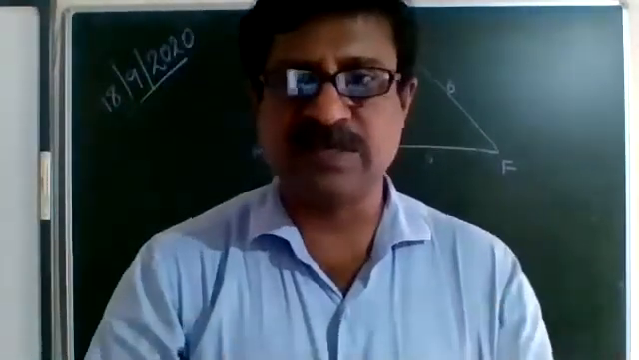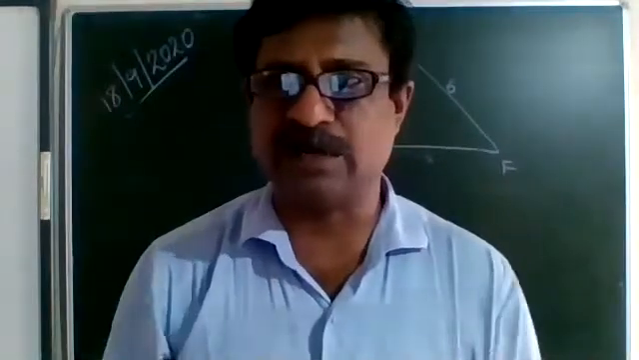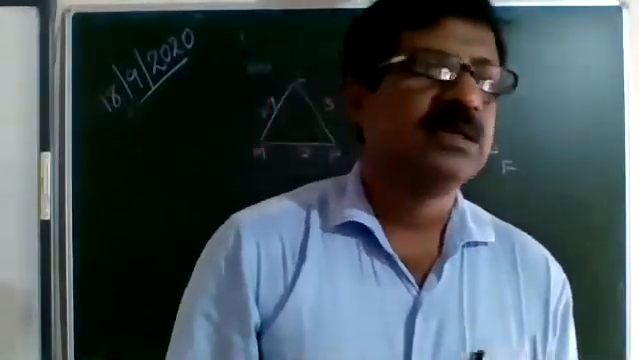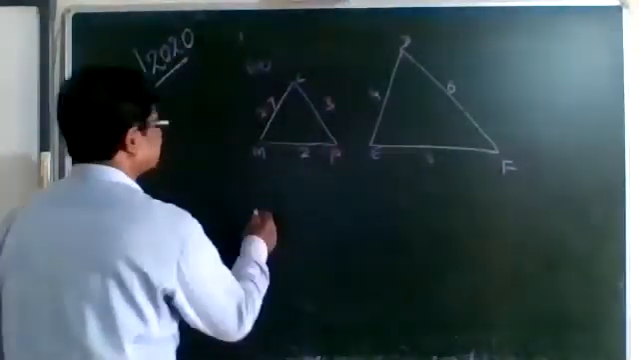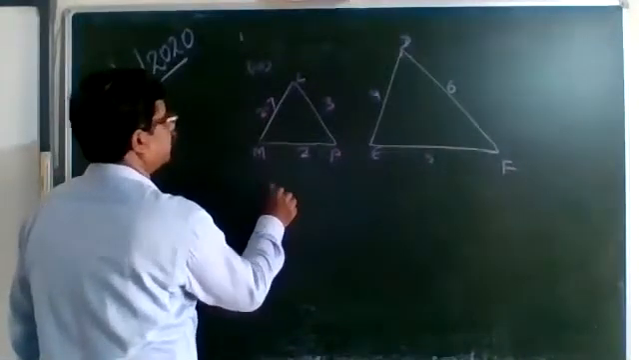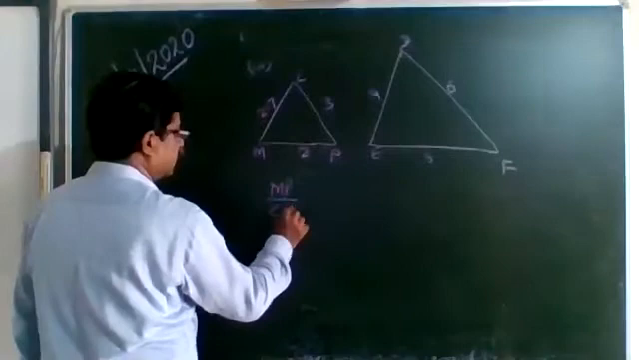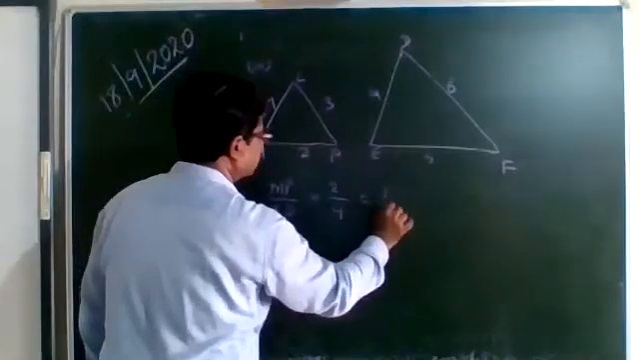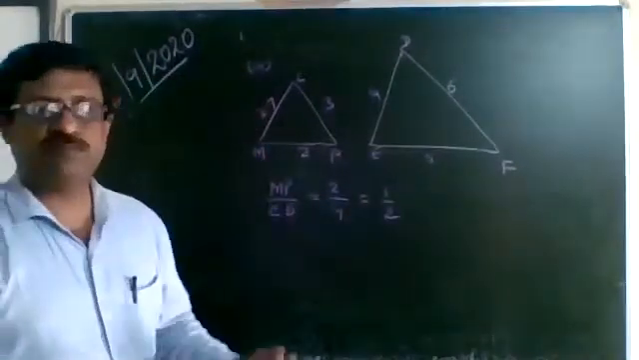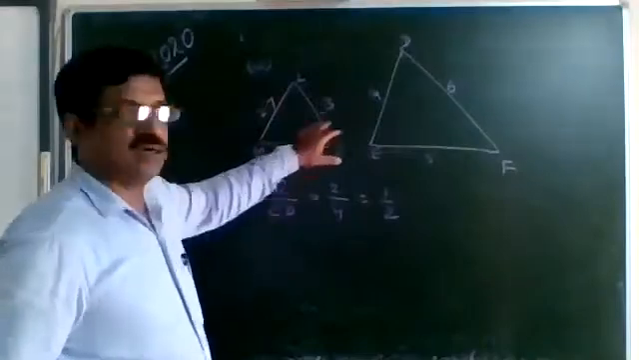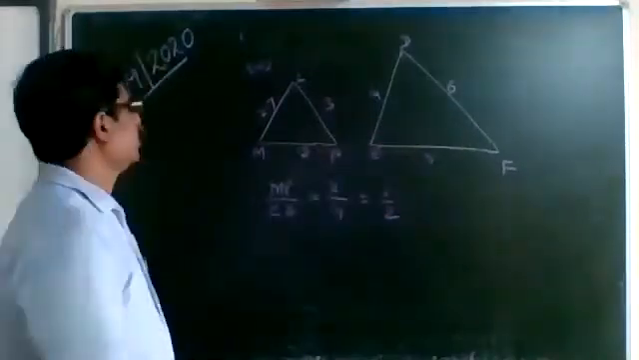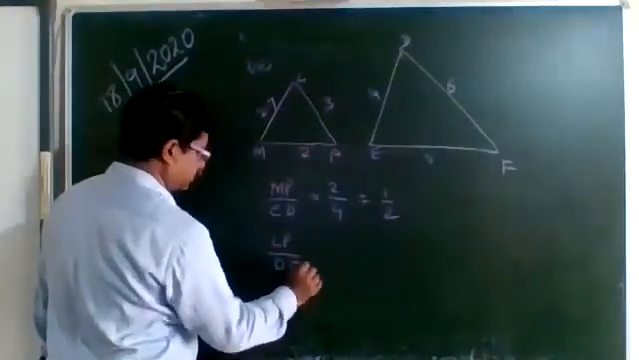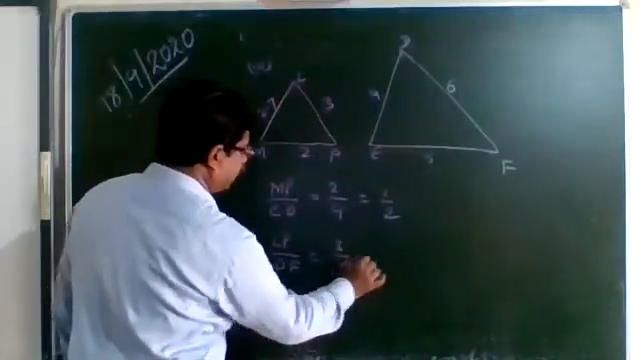The triangles will be similar if they satisfy the criteria of similarity of triangles. They are AAA, SSS, or SAS. Here we try to find out the ratio of sides. We observe that for MP and ED, the ratio is, MP is given as 2 and ED is given as 4, so the ratio is 1/2. We got another side pair, MP and DF. The ratio of these two sides again we are getting 1/2.